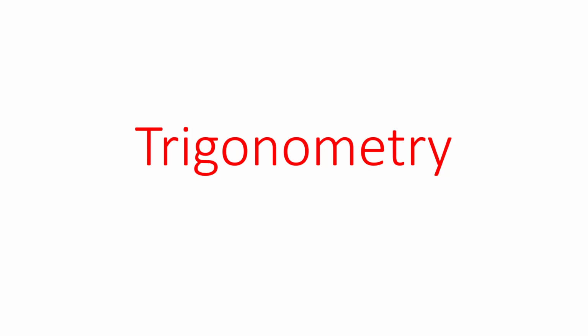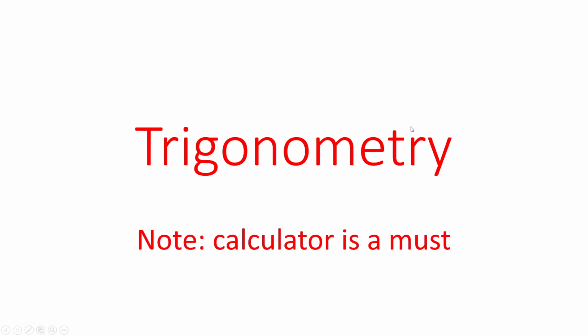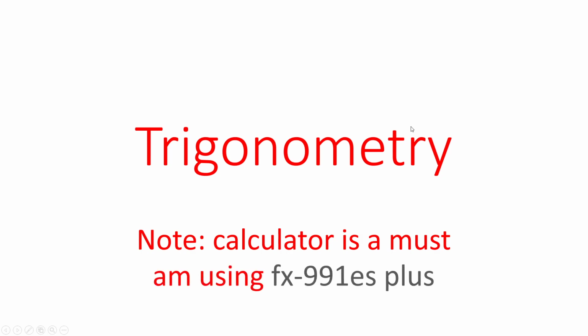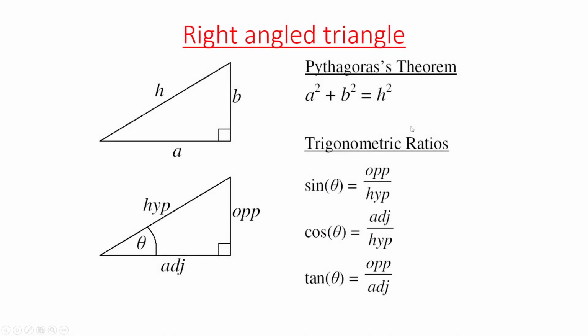So let's start out with trigonometric basics. Okay, first note, a calculator is a must. So we need a calculator. We're going to use a calculator. You're not going to do trigonometry without a calculator. Okay, now I'm using the FX-991ES Plus, which is from Casio, and we're going to do right angle triangles.